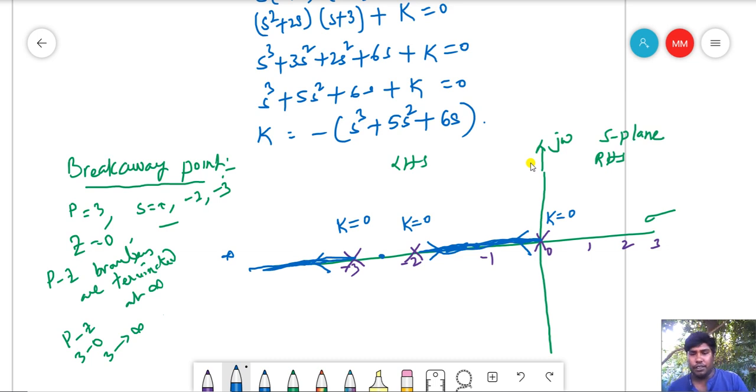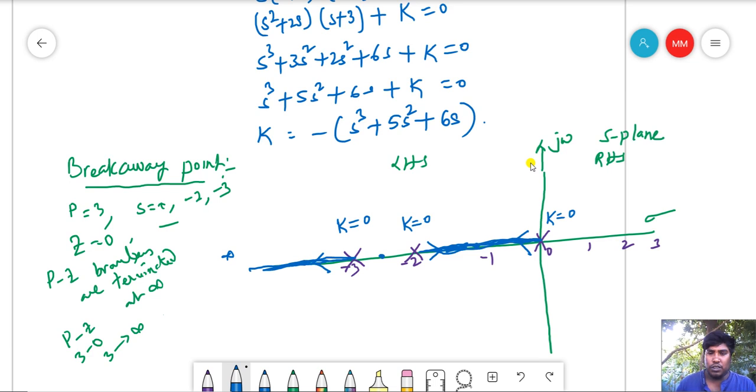Okay, see here, the breakaway point lies in the root loci, and root loci lies between open loop poles. Okay, remember this simple point. The breakaway point always lies in the root loci, and root loci lies between 2 open loop poles.